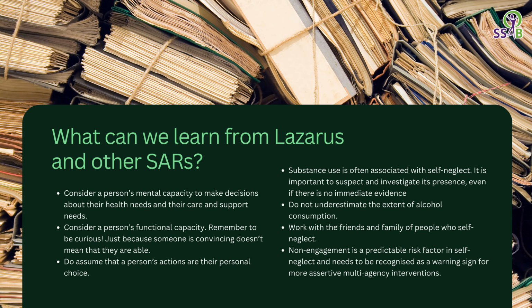And work with the person's friends and family. They may help you with engagement or may give you information that might help you to find a way to engage with the person. And consider non-engagement as a predictable risk factor in self-neglect. Recognize it as a warning sign that indicates the need, perhaps, for more assertive multi-agency interventions, and certainly close attention to the person's mental capacity.